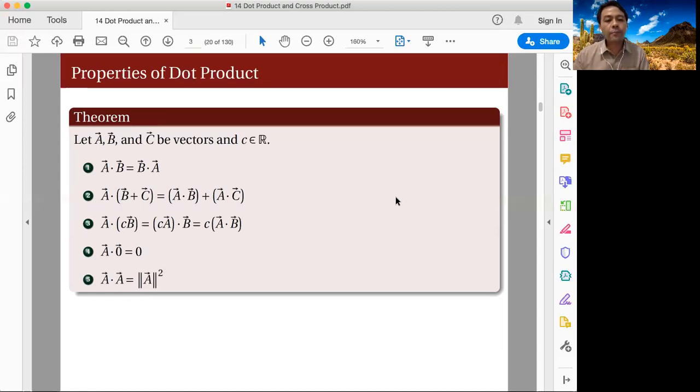And one nice property of the dot product is that the dot product of a vector with itself is the square of its magnitude. So I hope you remember the magnitude in vectors in R3. It refers to the length of the vector.